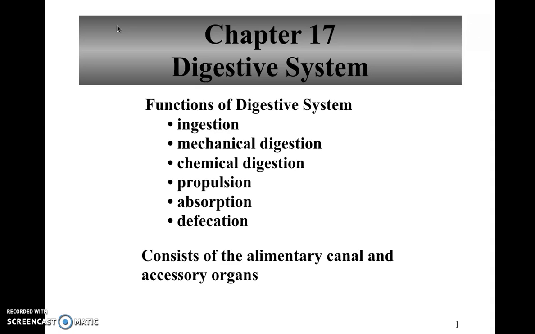The digestive system basically consists of the alimentary canal, which is the pathway that food takes as it travels through your body, and the various accessory organs that food doesn't pass through, but secrete various chemicals into the alimentary canal that aid in the process of digestion.